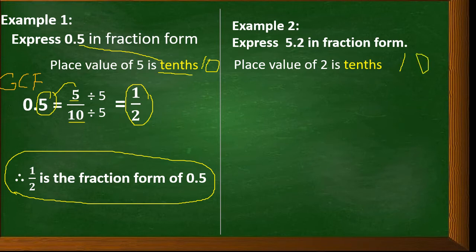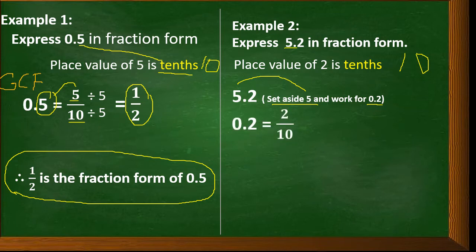Now, what shall we do with the whole number 5? Okay, we'll just set aside 5 and we will work on the decimal part, which is 0.2. So we have here 2 tenths, copy 2, and write it in the numerator part. And for our denominator, we have again 10 because the place value of 2 is on the tenths place.